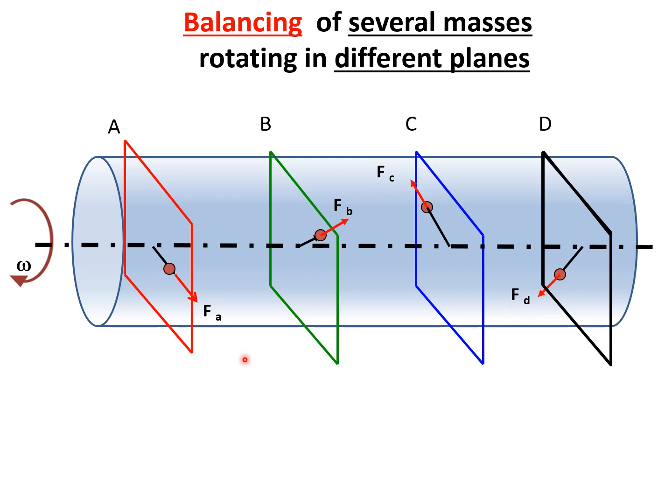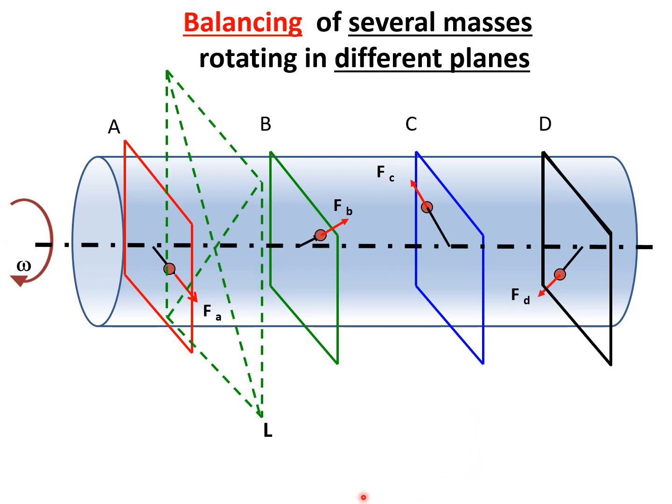Let us notice that there are four different planes. In all those four different planes, there are four different masses Ma, Mb, Mc, Md, and each mass is at radius Ra, Rb, Rc, Rd, and each is at an angle of theta A, theta B, theta C, theta D. Normally, theta A is taken as 0. So we have to now balance the couple as well as force.